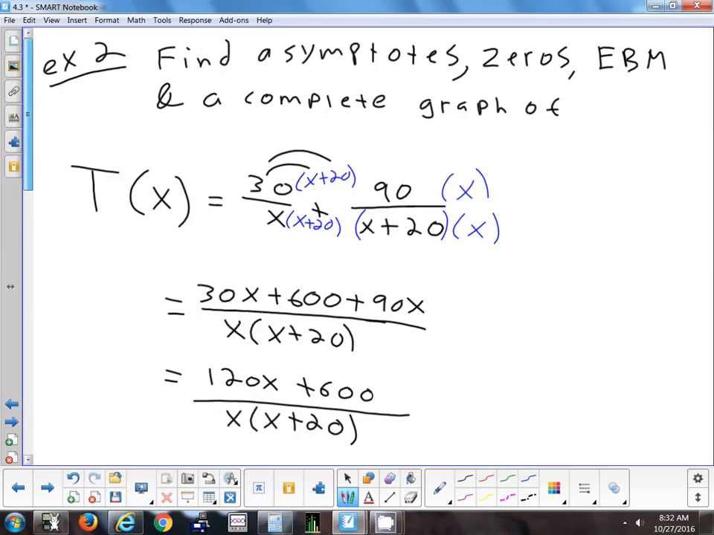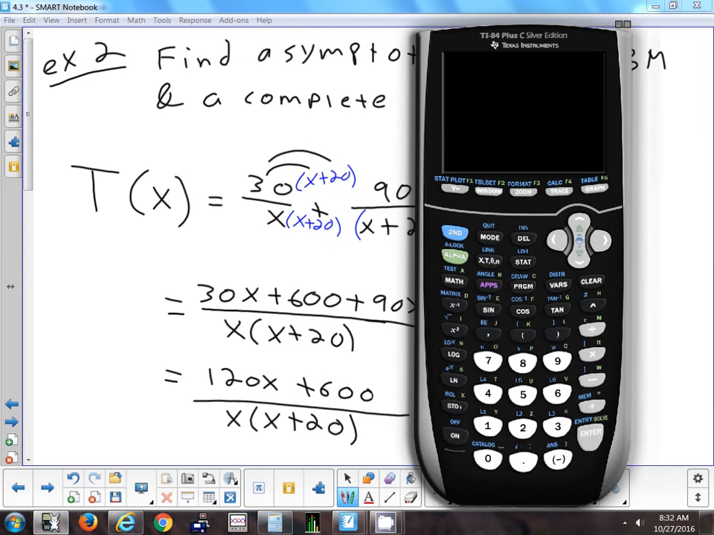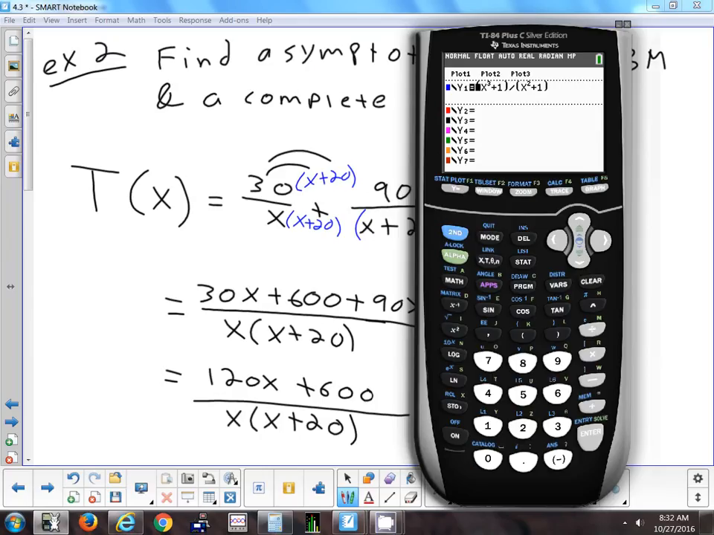To graph it, you could type in either the original or the one that we combined. I'll just do the one that we combined. Okay, so we've got 120x plus 600 divided by x times, and I do need parentheses again, x plus 20.